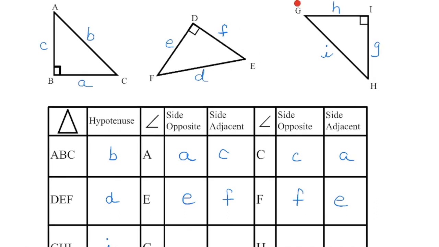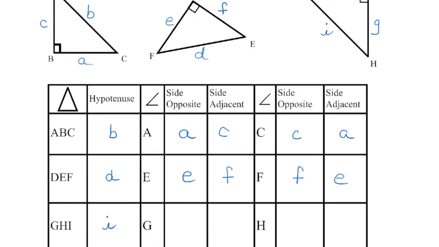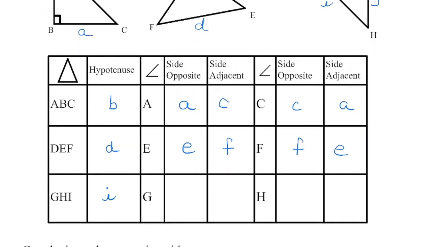If we use G as our reference angle, the side opposite G is lowercase g. The side adjacent to G is H, because here are the two arms. It cannot be the hypotenuse, which means it has to be that one. So I'm just going to fill this in here. This is going to be G and H.